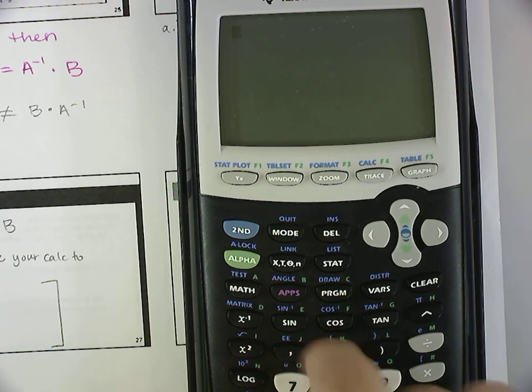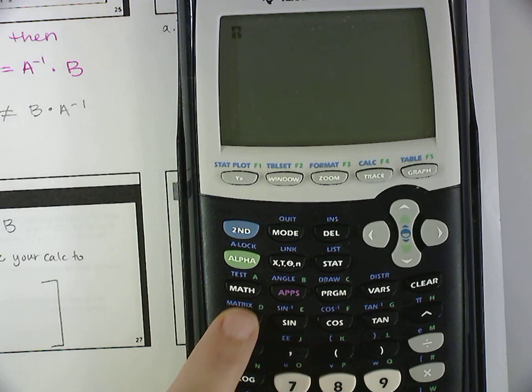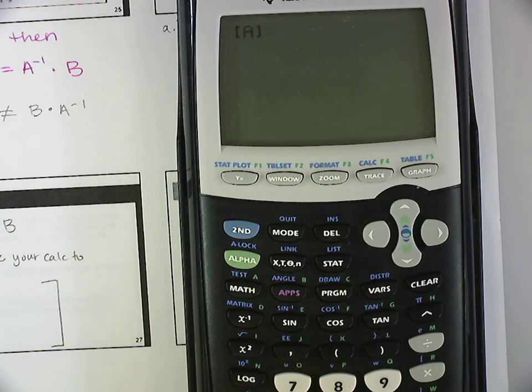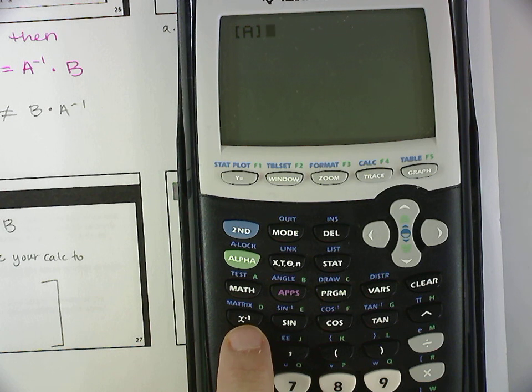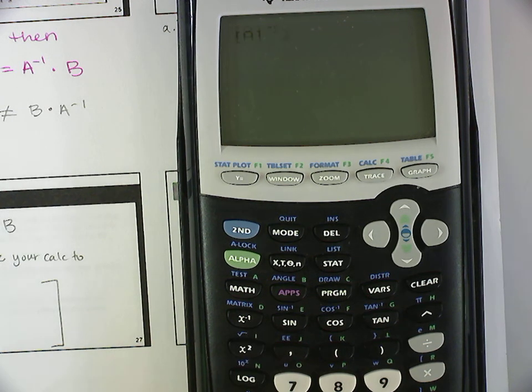And then we're going to go back to our matrix, and we're going to select matrix A. And then the button that we push to get to the matrix is actually the inverse button. See how it says X with a little -1 on it? If we push that, that shows us A inverse. And if we click enter, we will get the inverse matrix.